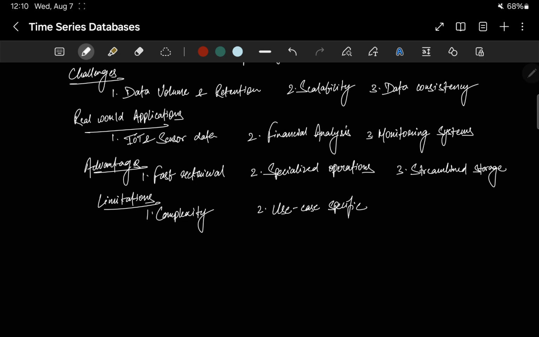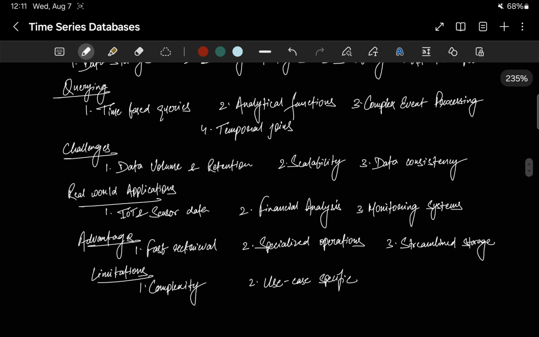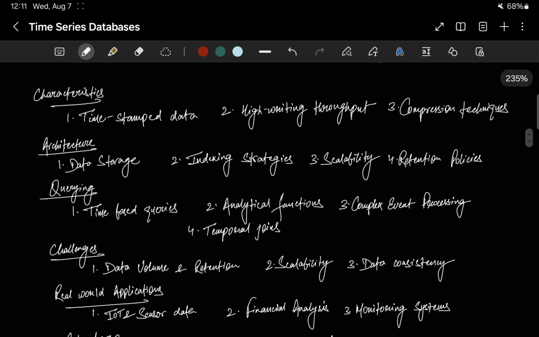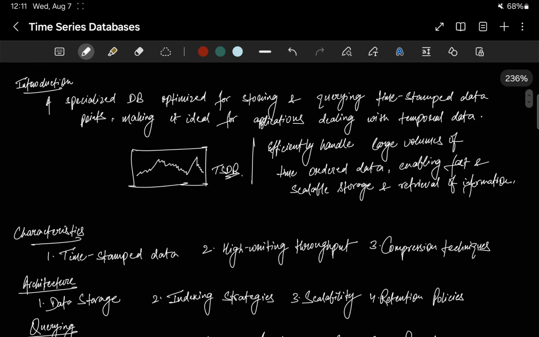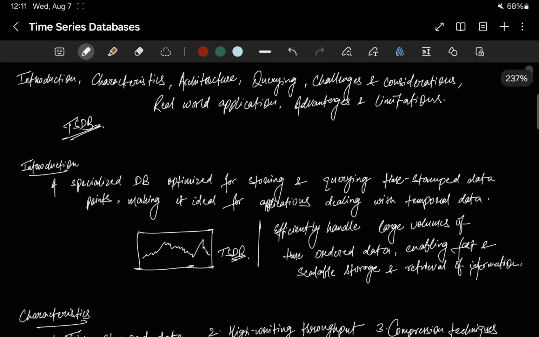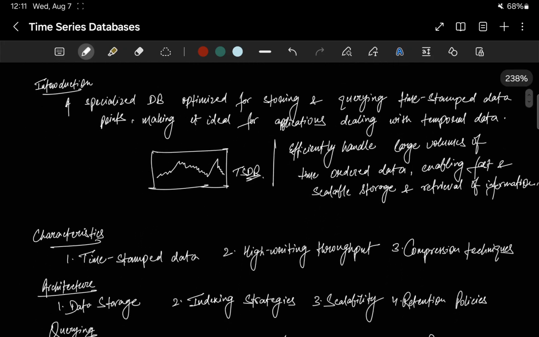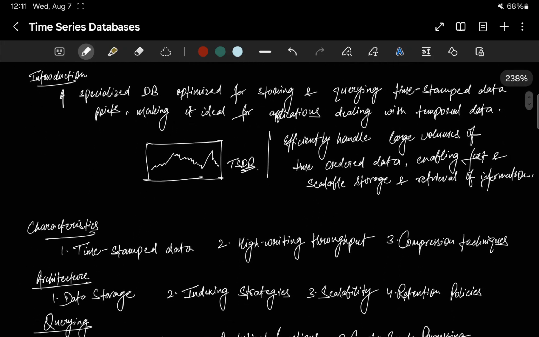So highly effective for applications dealing with time dependent datasets, but may not be optimal for scenarios where temporal considerations are not central to the data. Careful consideration of use cases is essential for optimal database selection. Okay, so that's all there was about the time series database. I hope this gives you a good understanding of TSDBs and enough knowledge to talk about it in your interviews.